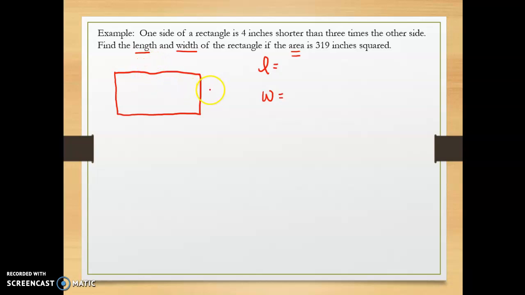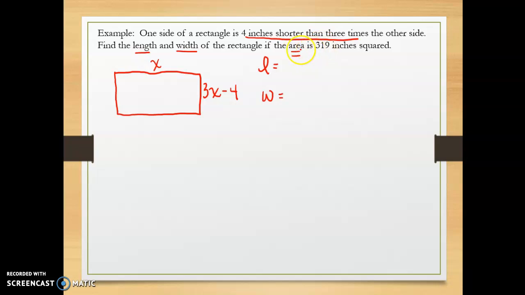So let's say I call one side x. Then it says one side of the rectangle is 4 inches shorter than 3 times the other side. So I guess I should really call this one x. And the other one is 4 inches shorter than 3 times the other side, so 3 times the other side minus 4 inches. So I have an expression written for both the length and the width.